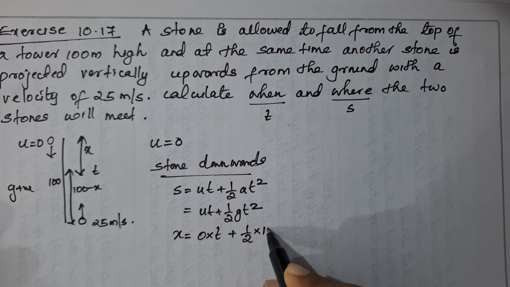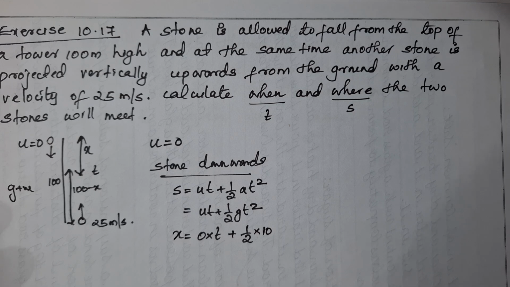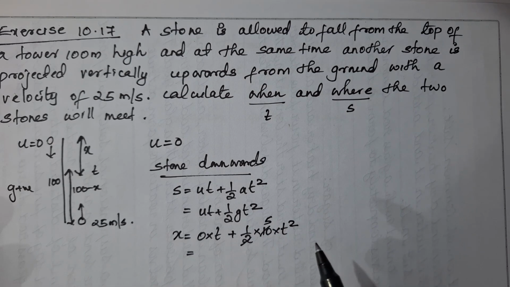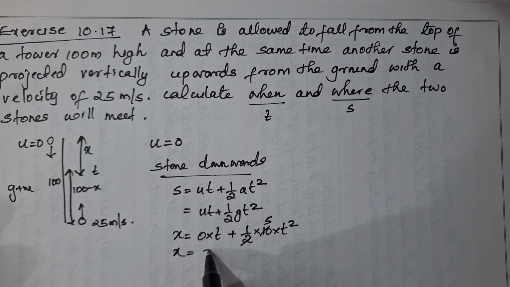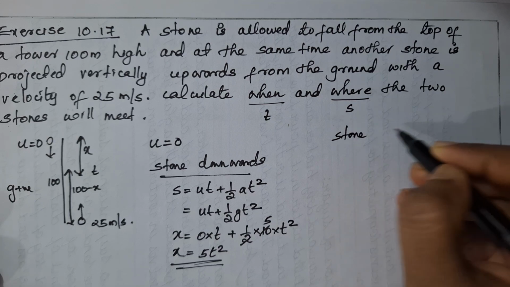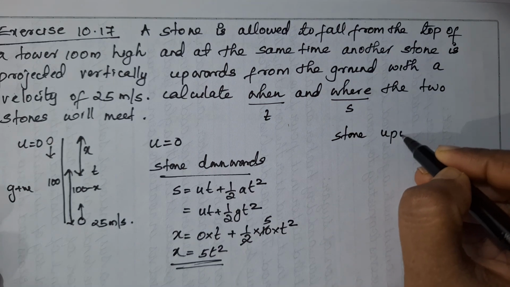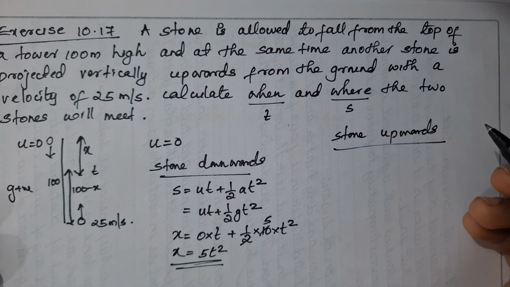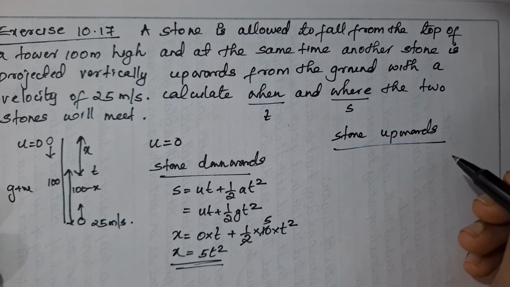So g is equal to plus 10 because it is moving downwards. In x is equal to half g t square, the first term becomes 0, and in 10 the 2 goes 5 times, so x is equal to 5t square. Then, the other stone that is moving upwards, we consider its case.